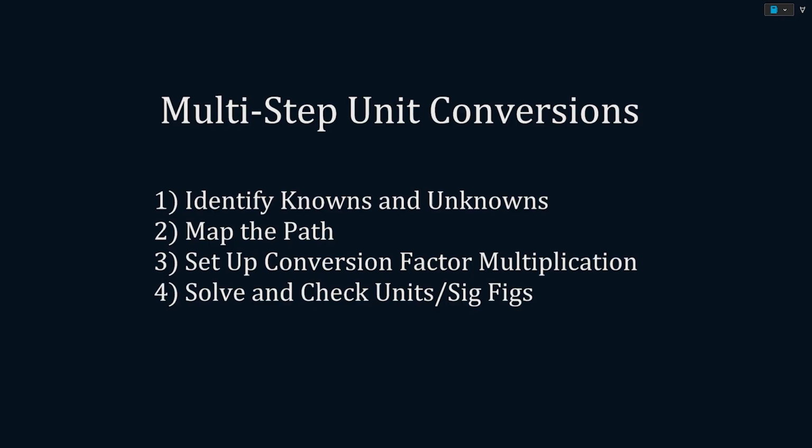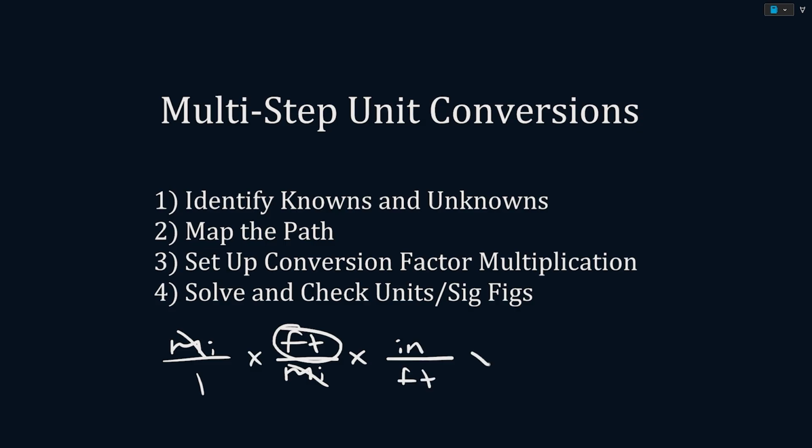Step 3 is to set up your conversion factor multiplication. Start by writing your given number as a fraction over 1. For example, a mile over 1, then multiply by a unit conversion that diagonally cancels out your units that you were given and leaves you with the units that you were wanting. For example, feet over miles. Here the miles cancel and leave you with feet. And you want to continue doing this until you are left with the units that you want. So we can go from feet to inches, and then from inches to centimeters.